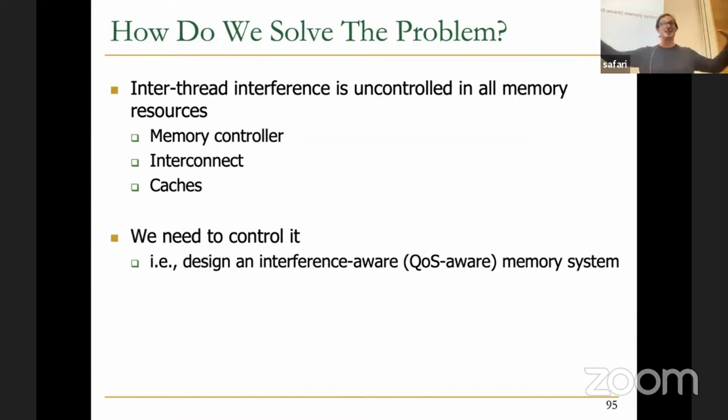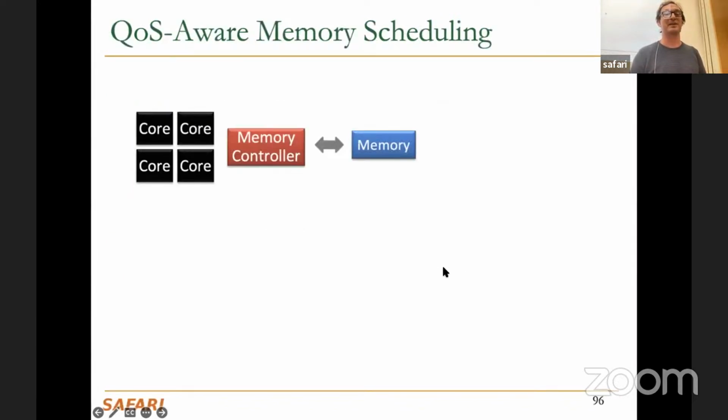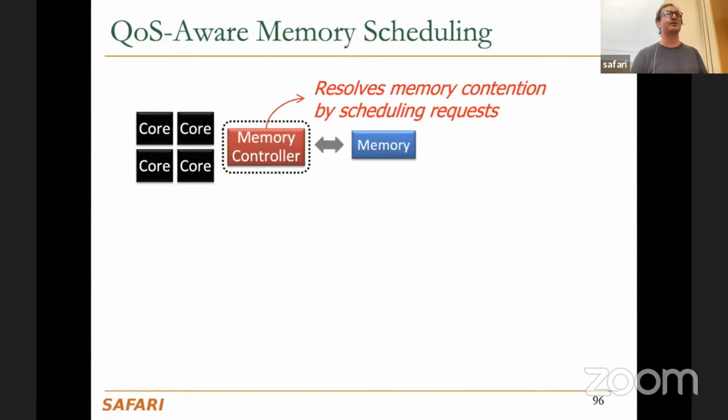It applies to much broader things that are not the subject of this course, but resource sharing is really a big problem. We are going to talk especially about memory controller mechanisms, but we'll briefly talk about mechanisms that are applicable to interconnect and caches. So essentially, we need to design an interference-aware, quality-of-service-aware memory system. We'll talk a lot about quality-of-service-aware memory scheduling.